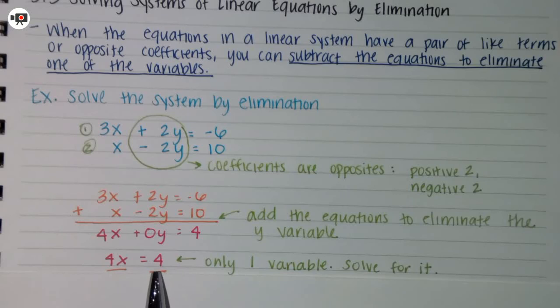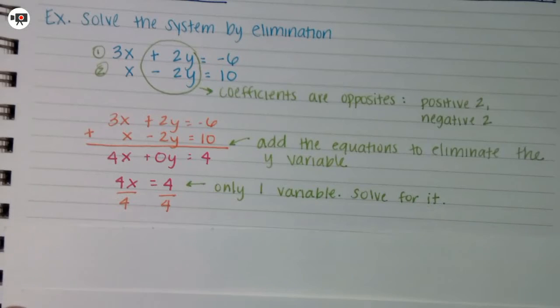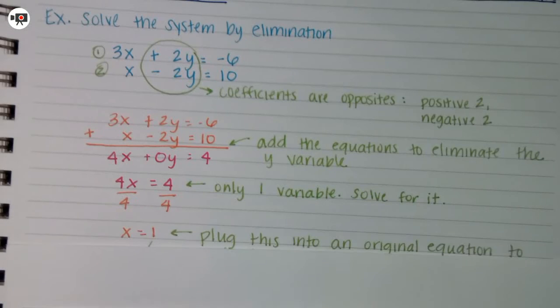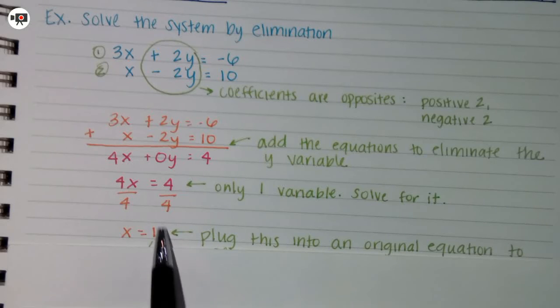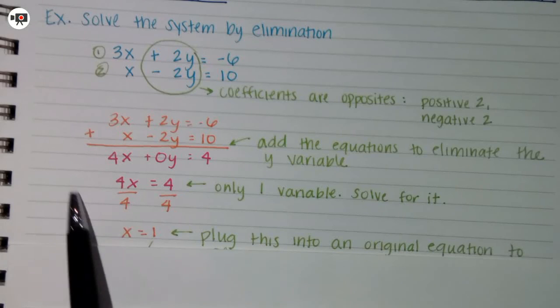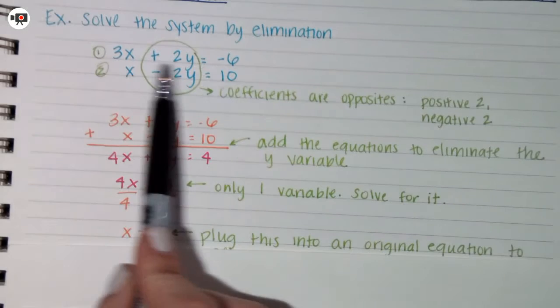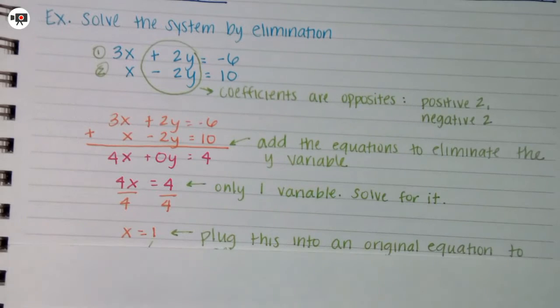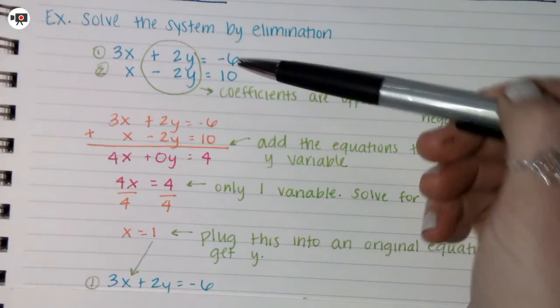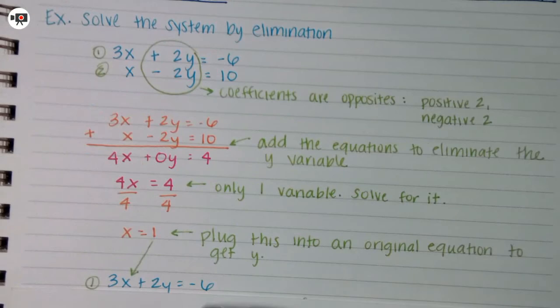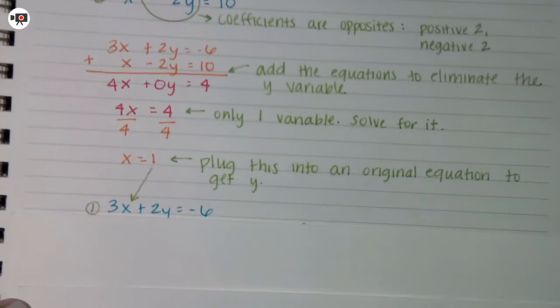Simplifying, I have 4x = 4. I only have one variable here, so I'm going to solve for x. Divide each side by 4, and x = 1. Then I take this x = 1, and I'm going to plug it back into one of my original equations. So I took equation number 1, and I wrote it again down here, so I have some room to solve and show my work.